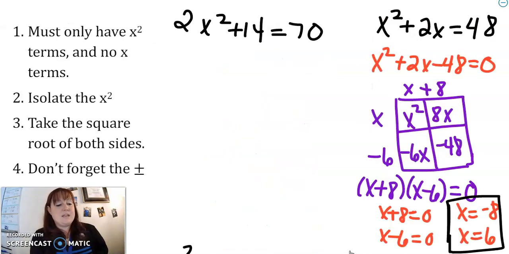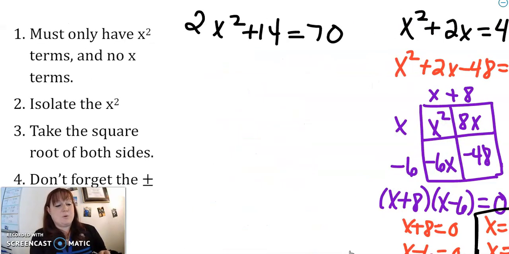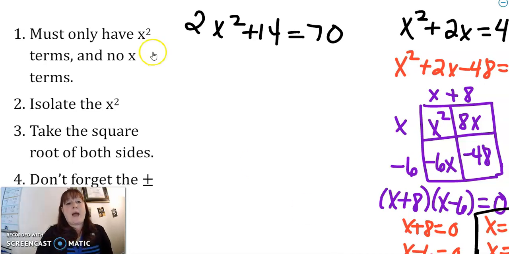Okay. The next one we're going to talk about is taking the square root. So to take the square root, you have to only have an x squared. You can't have any x terms to take the square root. If you have x terms, you have to use factoring, graphing, or the quadratic formula. You cannot use the square root because you can't get x squared by itself. If you just have an x squared term, you can do the square root.